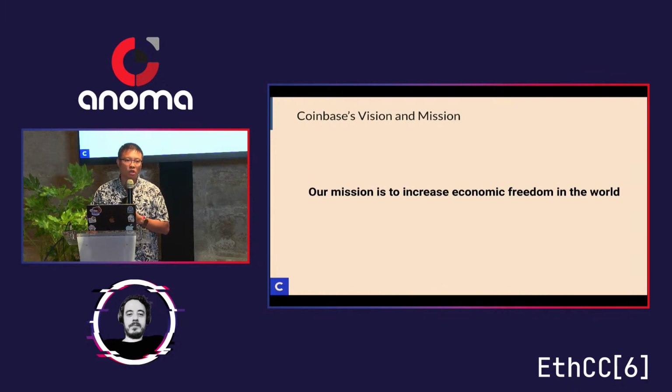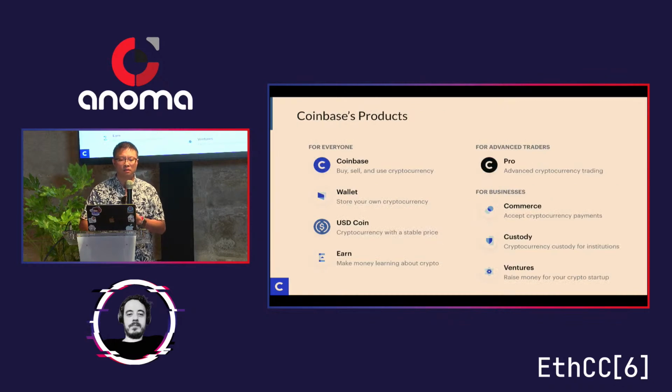In case you don't know, Coinbase is the largest compliant exchange in the US, probably in the world. That's number one. And Coinbase's mission is to increase economic freedom in the world. Coinbase is an exchange, but it also has a very rich line of crypto products. It has Coinbase Exchange, which is the Coinbase app, a centralized exchange that allows you to buy and sell cryptos. Coinbase Wallet is a self-custodial wallet that enables you to store your cryptos in a self-custodial way.